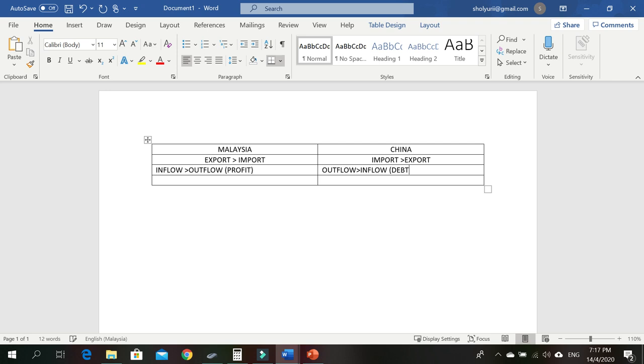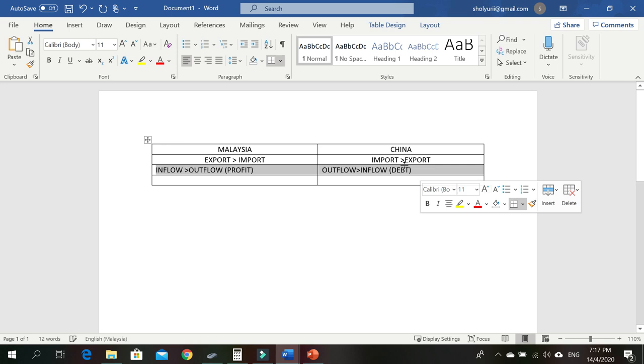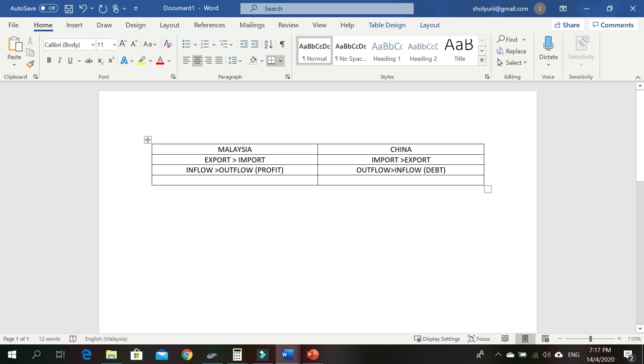So when this debt is too much, this situation keep occurring as time goes by, makin banyak, makin lama, makin makin banyak dia import barang kita, kita tak export, sorry, kita tak import pun, kita tak beli barang dia, dia je yang beli barangan buatan Malaysia, Malaysia tak beli pun barangan China. Debt ni akan accumulate, dia akan makin banyak, makin banyak. And at the end of the day, kalau China don't do something, the country will go bankrupt.